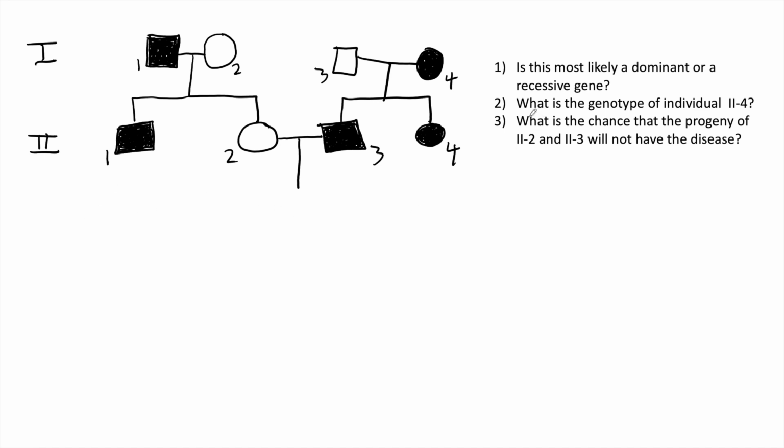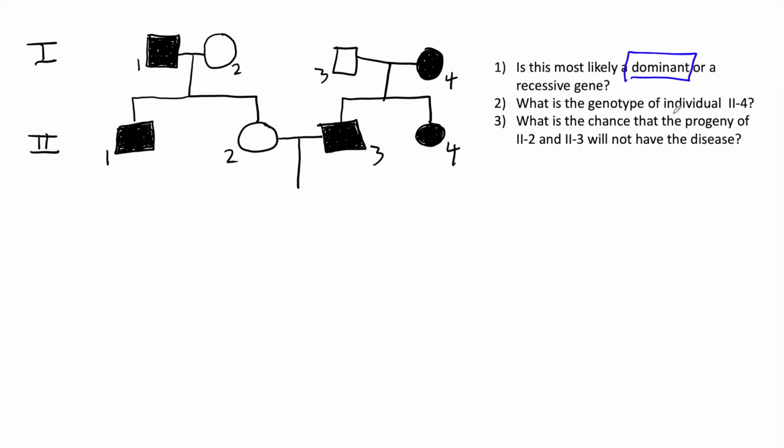Okay, so the first question is, based upon this pedigree, is this most likely a dominant or a recessive gene? In this case, every single time somebody has it, at least one of their parents has it. So what that means is it's most likely a dominant gene. Okay, so that's dominant. That's the answer to the first question.